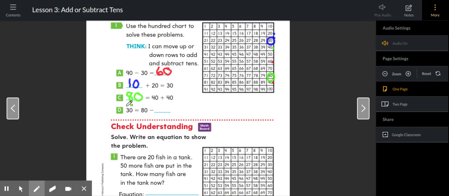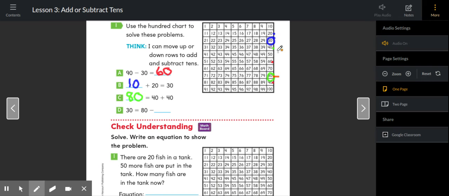All right, this one's a little bit tricky. 30 is the same as 80 minus something. Let's use orange. We're going to start at 80 again. We already used the 80, but we're going to use it again. I want to see 80 minus how many will get me to 30. So how many hops does it take me to get to 30? And remember, I'm not counting by ones, I'm counting by tens because I'm going up and down the number grid instead of across the number grid. If I go across, I'm counting by ones. If I go up and down, I'm counting by tens.